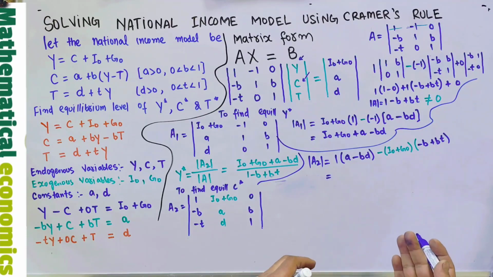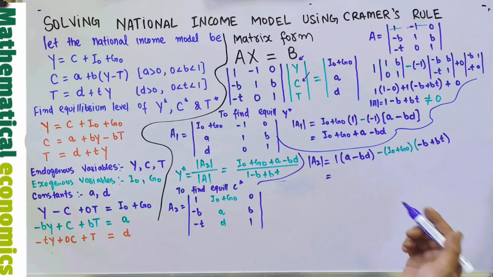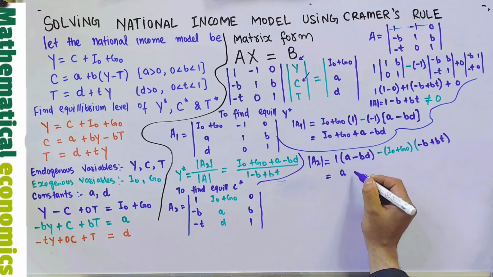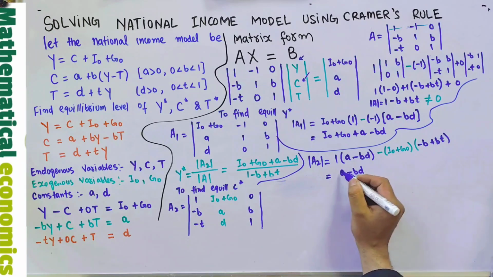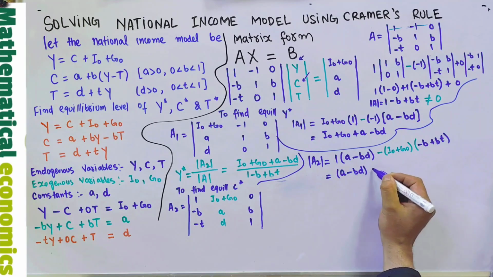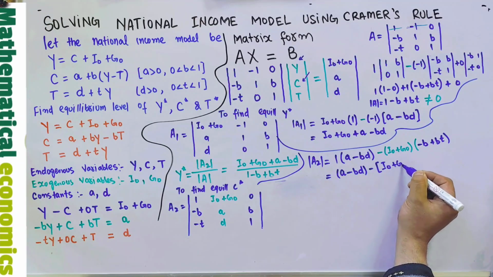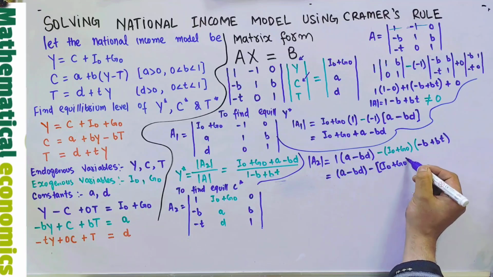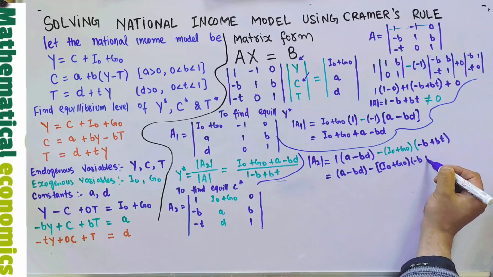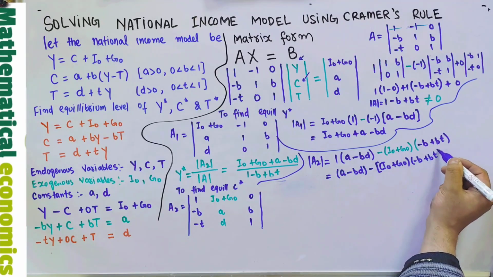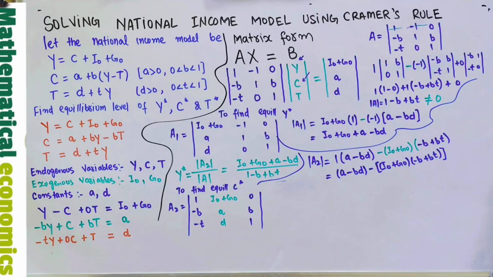So can we do any other calculation here? We have A minus BD, then we have minus (I naught plus G naught) times (minus B plus BT). Okay, then what will be the equilibrium level of consumption?